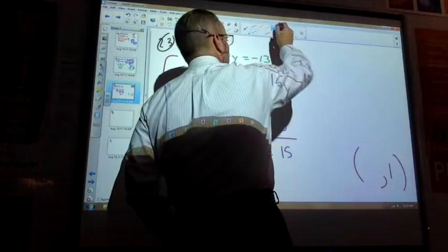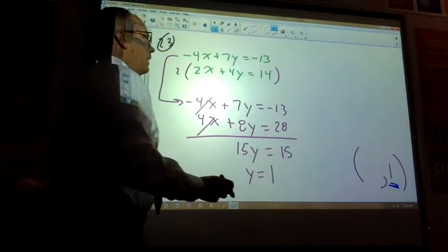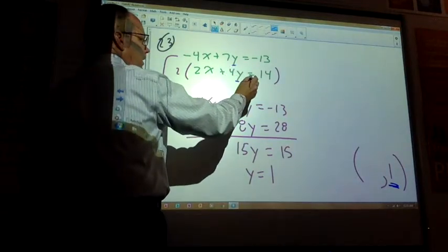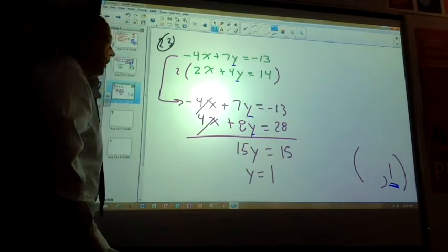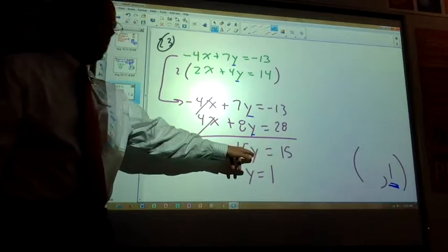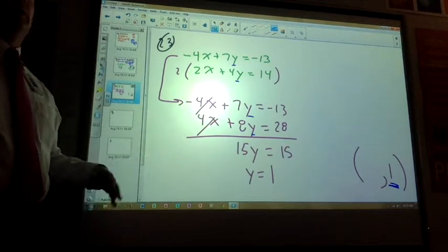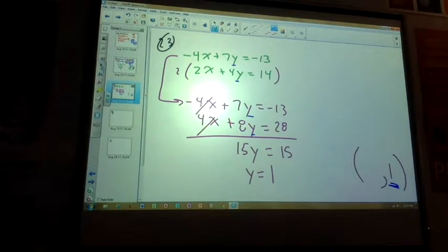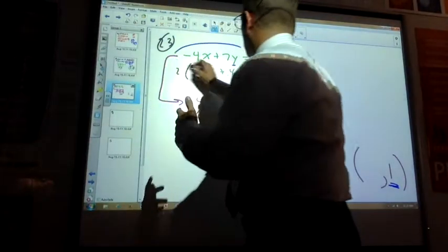I can plug this back in anywhere that I have both x and y. So I can plug it in here, here, here, or here. Don't plug it back in here. You'll get, oh, it's infinite solutions. No. You need both x and y. So I'll pick the top equation to plug it into.